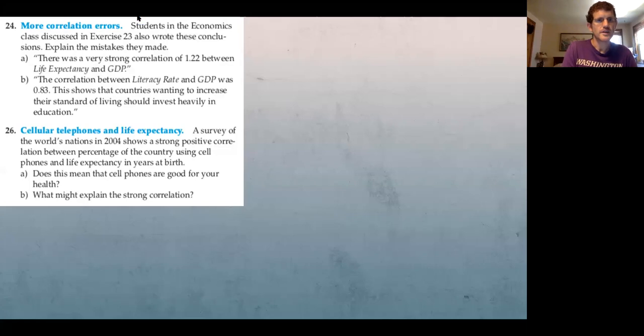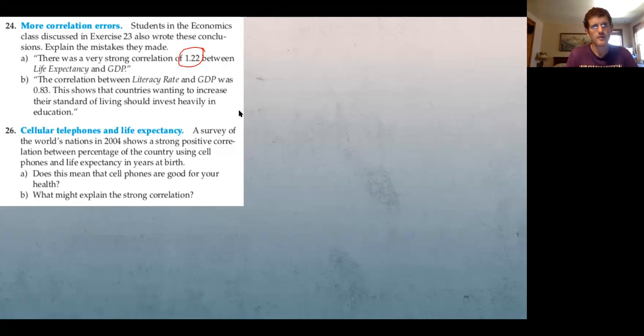So on this right here, there is, okay, more correlation errors. All we're doing with these two is looking at what is wrong with these statements. So for 24A, there is a very strong correlation of 1.22 between life expectancy and GDP. Well, we need to compare that to the properties of correlation, and what's violated right here is this 1.22. There's no way you can have a correlation greater than 1, so this is incorrect for that reason.